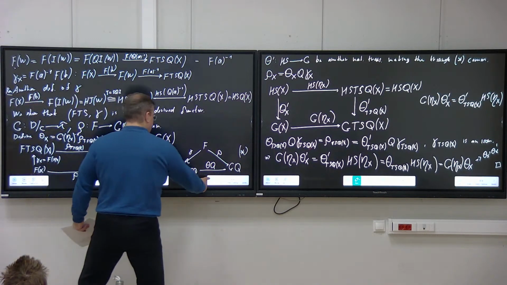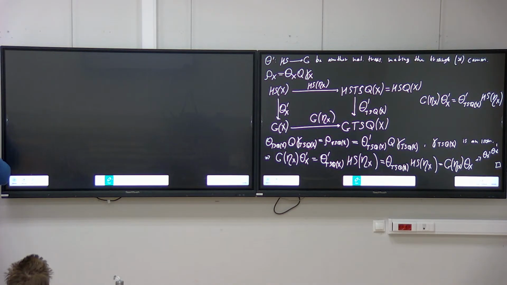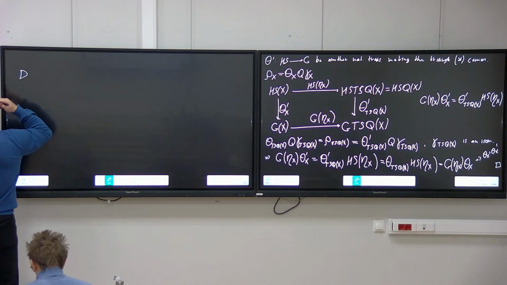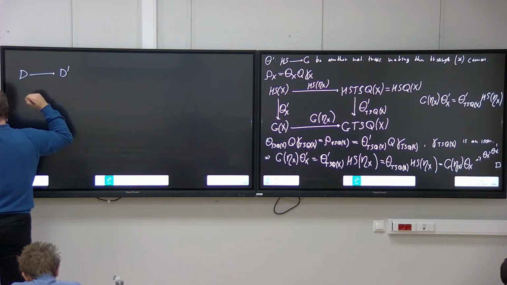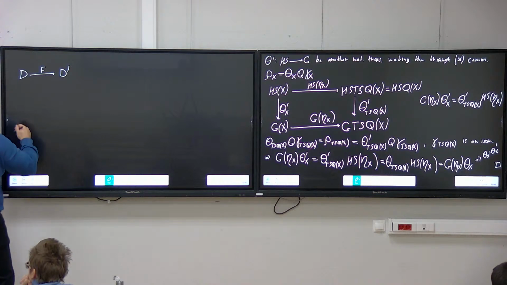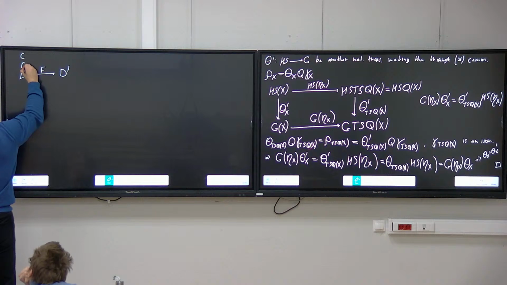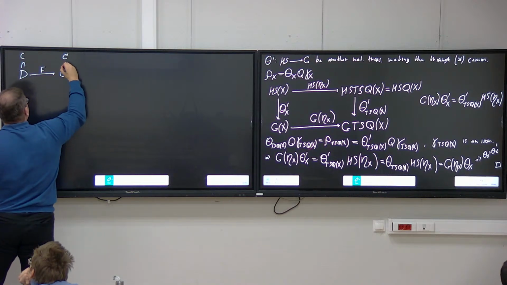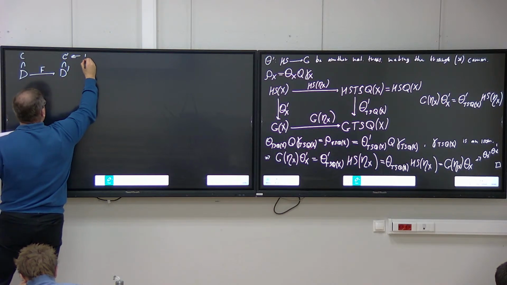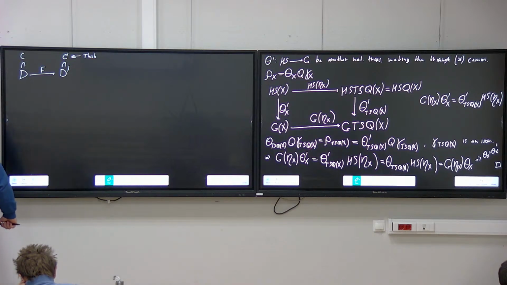Okay, so before I formulate the next theorem, I want to start with some setup. So I have a category D, and a functor F from the category D to the category D prime. Inside D and D prime, I have some subcategories. So C is a subcategory inside D, and there is a subcategory C prime inside D prime. And I want to assume that this C prime is thick. This will be important for the computations.